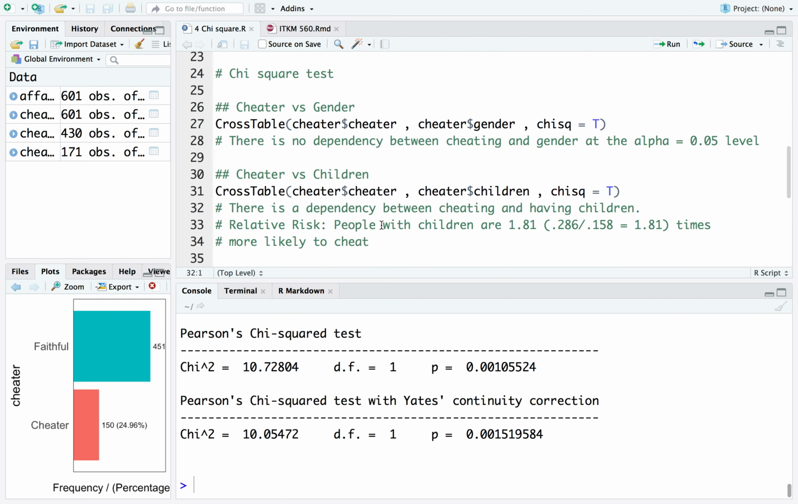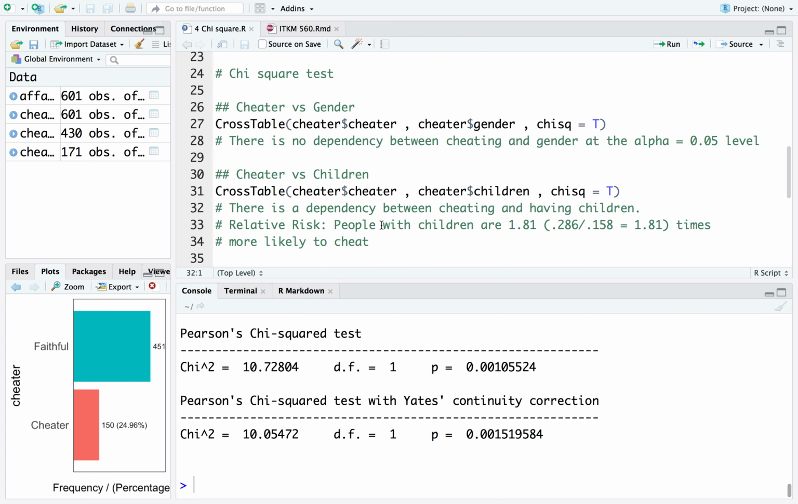Now, gmodels produces a lot more output than just that chi-square test. It creates a very, very informative table. Okay, we have cheater in our rows, and children in our columns, and we have 5 statistics for each cell. So let's take a look at what those 5 statistics are. We have N, chi-square contribution, and then row proportion, column proportion, table proportion.